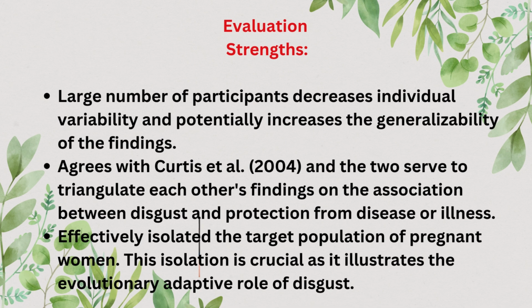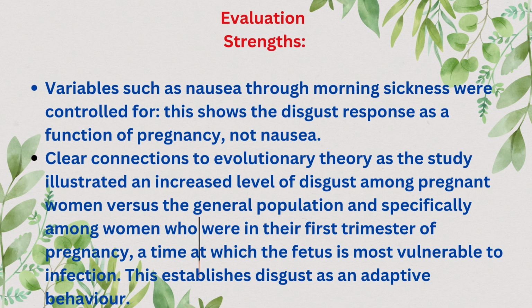First, a large number of participants decreases individual variability and potentially increases the generalizability of the findings. Second, it agrees with Curtis et al. 2004, and the two serve to triangulate each other's findings on the association between disgust and protection from disease or illness. Third, it effectively isolated the target population of pregnant women. This isolation is crucial as it illustrates the evolutionary adaptive role of disgust. Number 4, variables such as nausea through morning sickness were controlled for. This shows the disgust response as a function of pregnancy, not nausea.